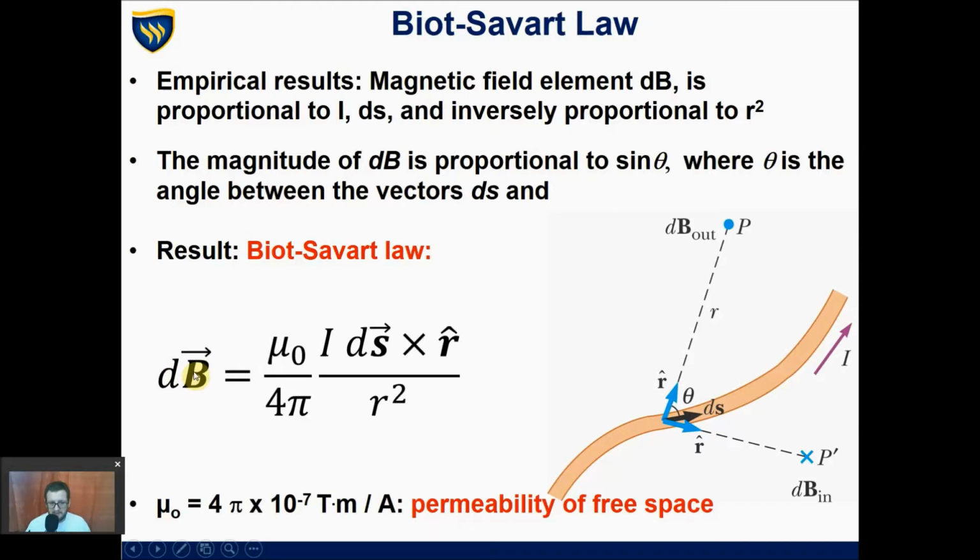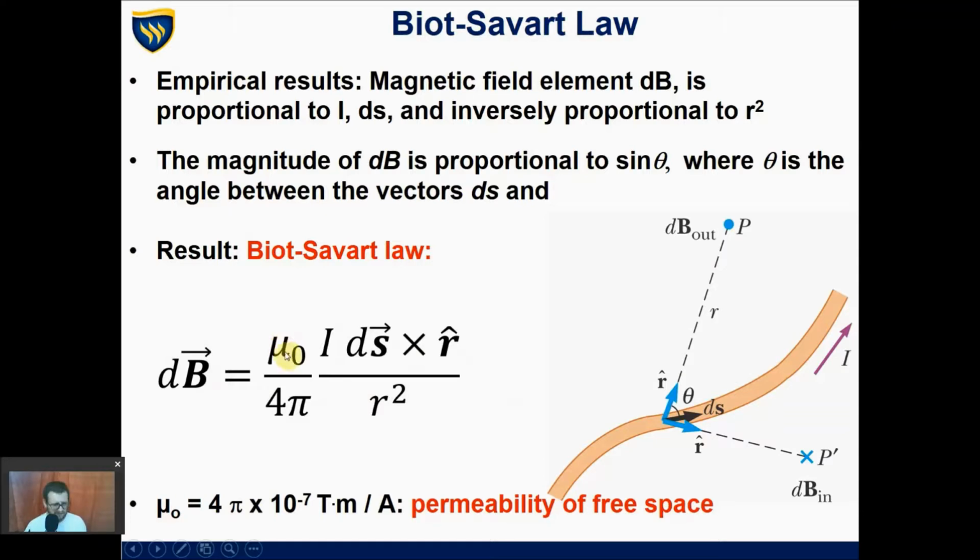So the result is Biot-Savart's law. The infinitesimal piece of the magnetic field, which is a vector, remember, is equal to some constants multiplied by the current, the cross product ds cross r hat, divided by the square of the distance between ds and this observation point P.